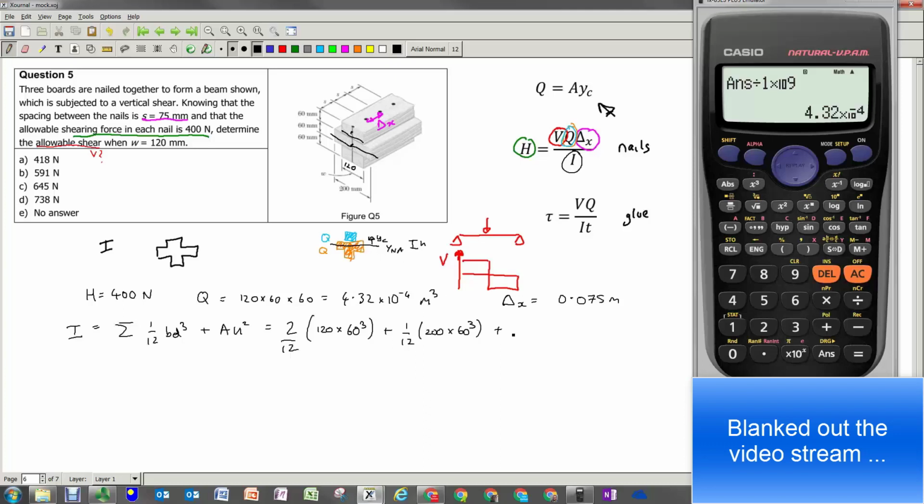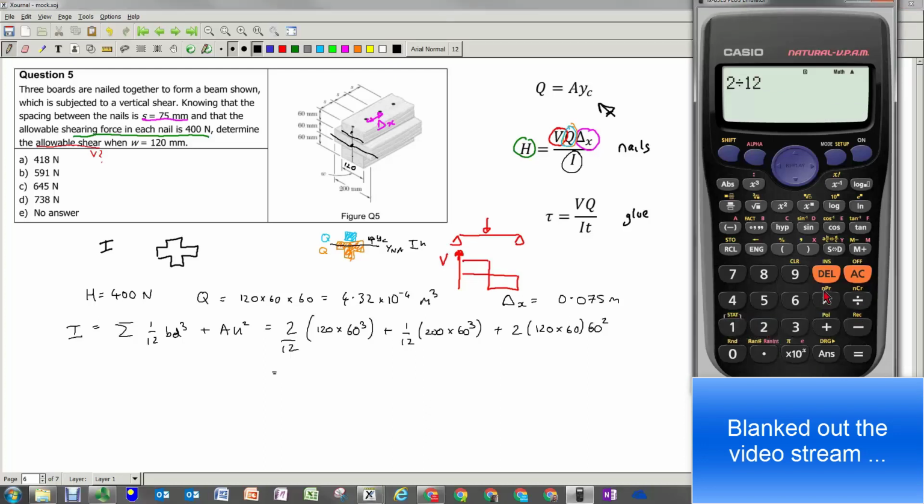Now for my Ah squared, well, I can see that I'm not going to get any Ah squared for the middle section, but I will get them for the top and bottom sections. So the area for each of them, top and bottom, is 120 times 60, and I've got 2 of them. The h, the distance from the neutral axis to the top, is 60, so make sure I square that, so 60 squared. Let's stick all of that into my calculator, and what am I going to get?